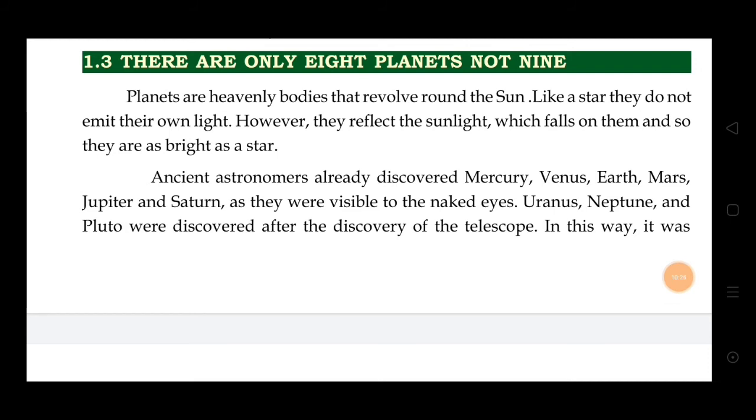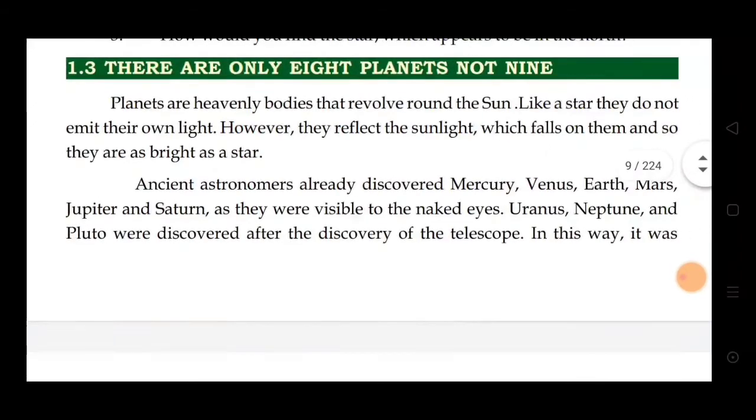Students, there are only eight planets, not nine. Previously, we have studied in some books that there are nine planets, but due to some reason, let's see why there are only eight planets now. Planets are heavenly bodies that revolve around the Sun. Unlike a star, they do not emit their own light. However, they reflect the sunlight which falls on them, and so they are bright like a star.